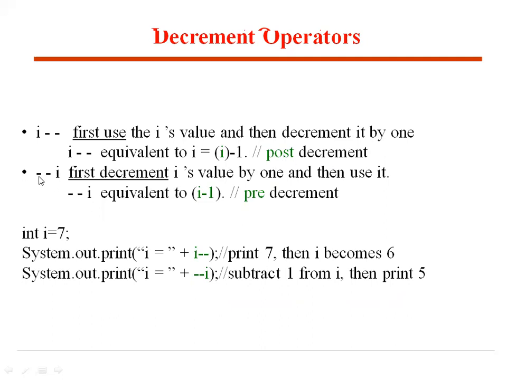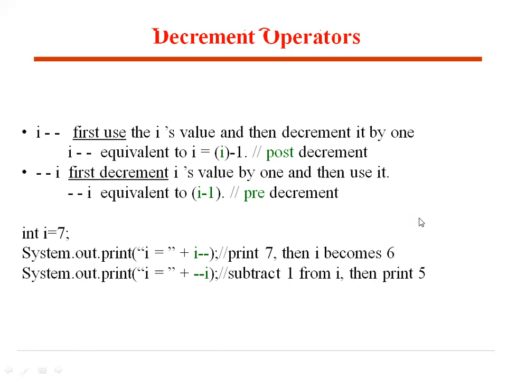The same is the case with the pre decrement, minus minus I. First decrement, then use that value. See, int I is equal to 7. If I take a variable I containing the value 7, and I print I minus minus, what will it print? First, the I value is printed here, so 7 will be printed. Then the I value 7 minus 1 becomes 6. The I value becomes 6.